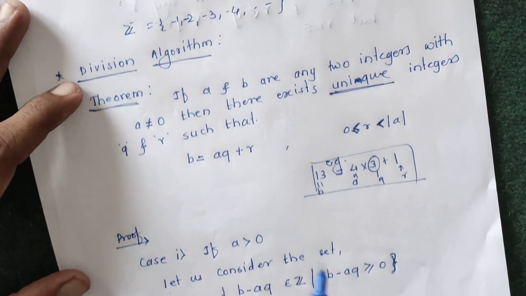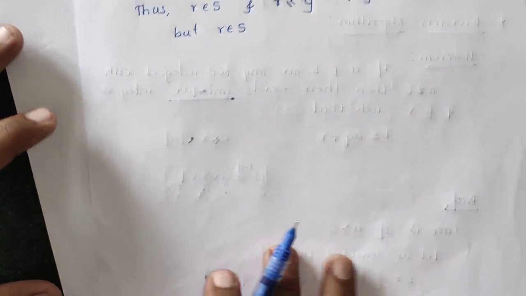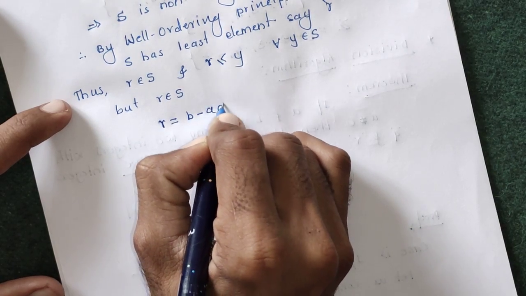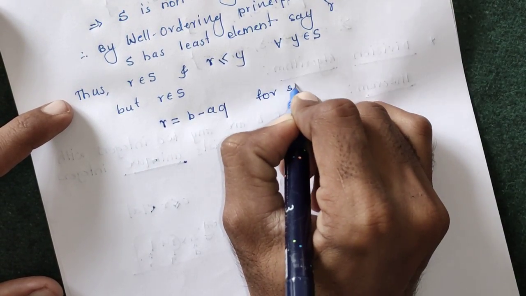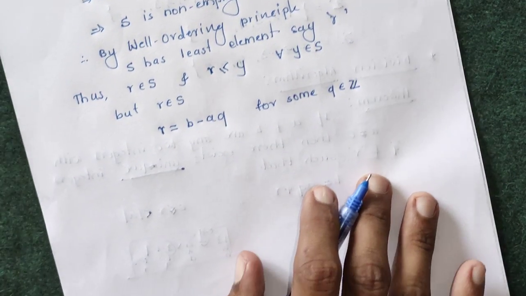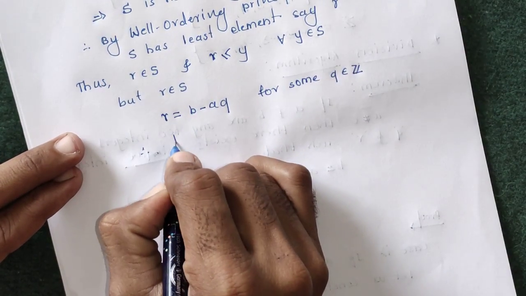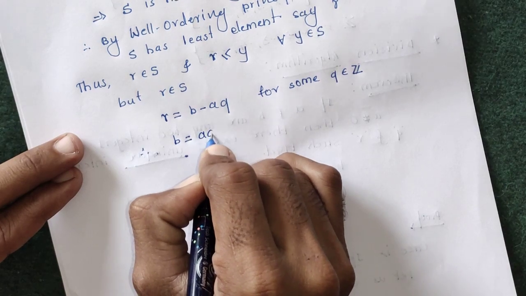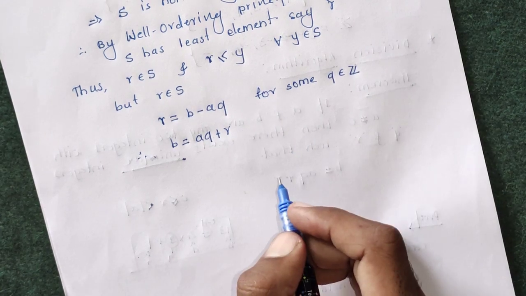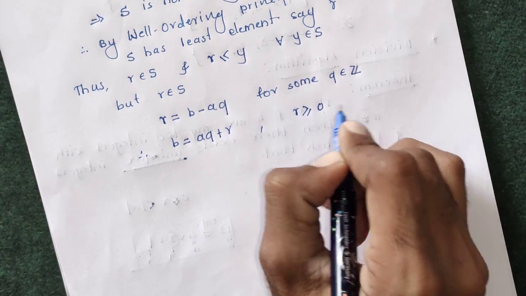Elements in the set S are in the form of b minus aq. So r must be in the form of b minus aq. So r is equal to b minus aq for some q belonging to Z, that is, q may be any integer. Therefore, we simplify it as b equals aq plus r. After sending this aq here, we get r plus aq, that is aq plus r.